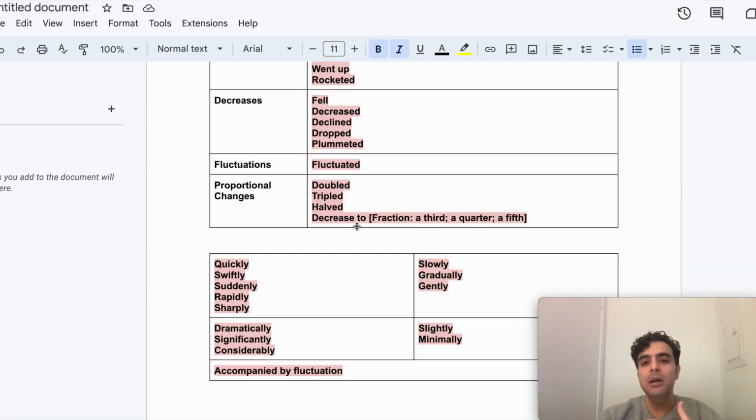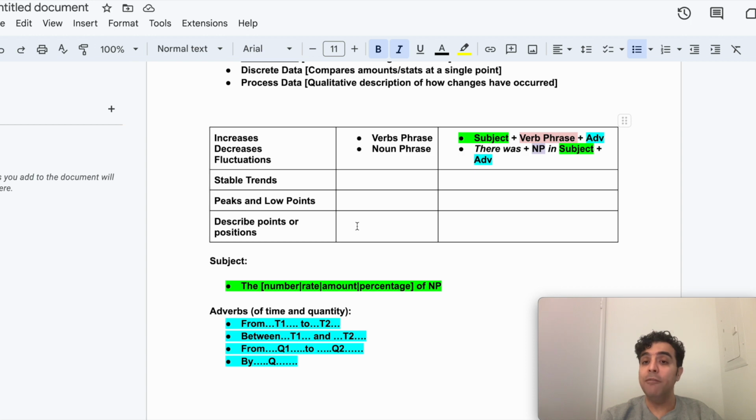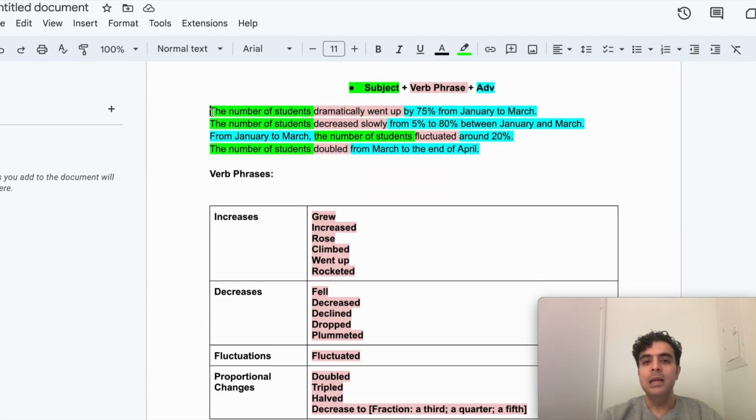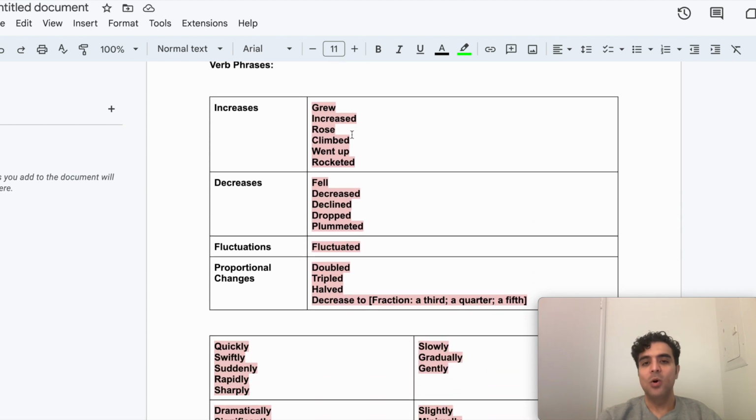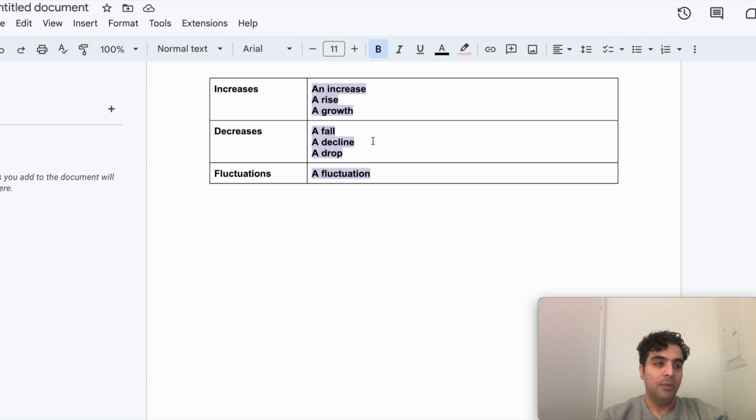part. The same thing is also true for structures that are following the verb phrase construction. How is that done? I'll show you. So for example, you could say the number of students dramatically went up by 75% from January to March. And then in the next sentence, you say, next, it decreased slowly. So as you can see, instead of saying the number of students again and repeating myself, I very simply used the pronoun it to replace it. And so the sentences read better and there's less redundancy involved. Okay.